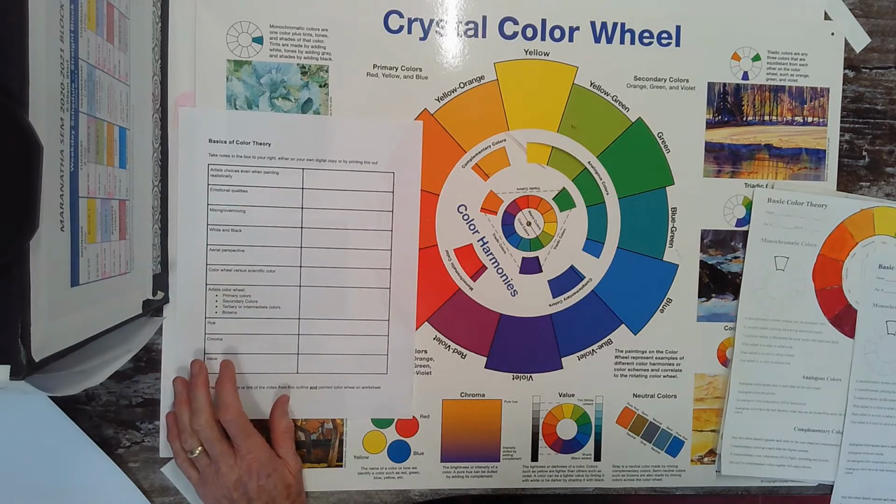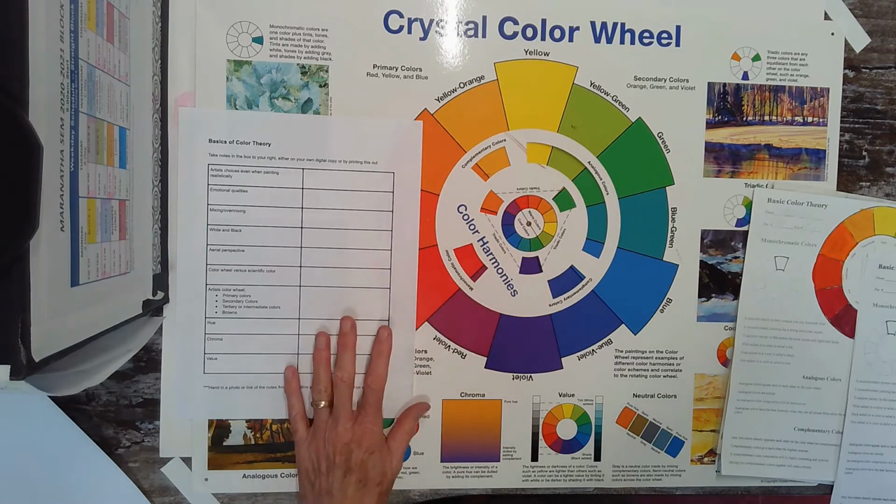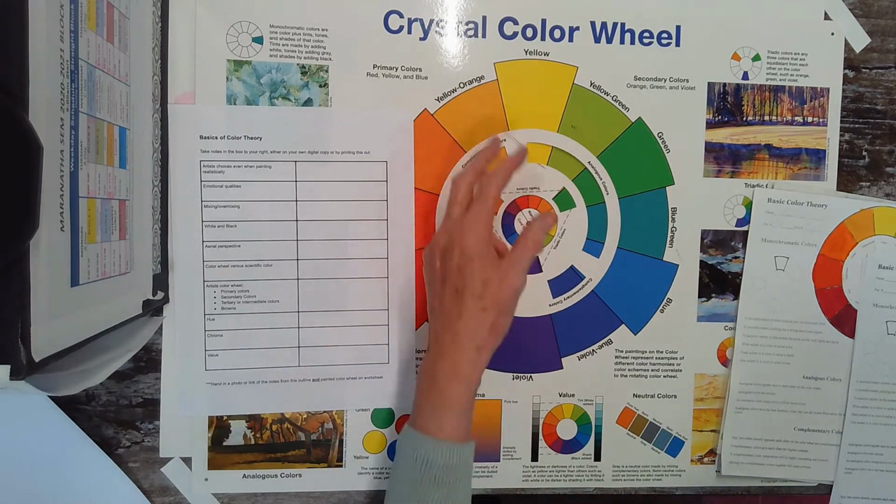A chroma of a color is how intense it is. How strong is your yellow-orange? How strong is your yellow?